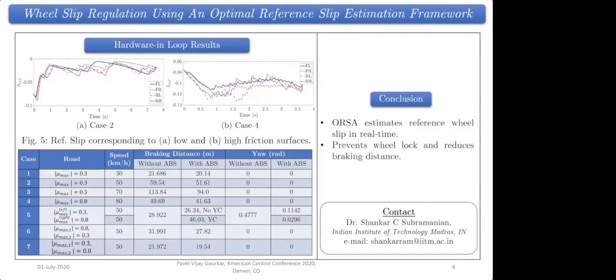In the table, we can observe a reduction in braking distance in all the braking scenarios. Additionally, it can perform even on split friction surfaces and during surface transition. So in conclusion, the optimal reference slip algorithm can estimate the reference wheel slip for any road surface in real time and prevent the wheel lock.